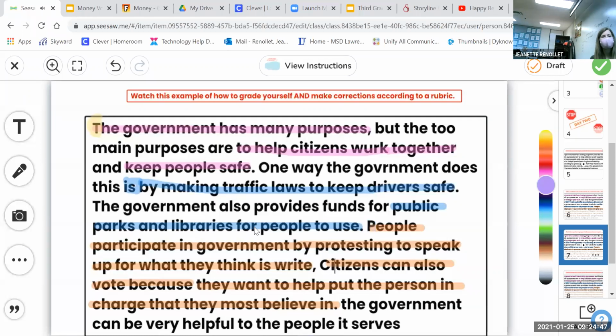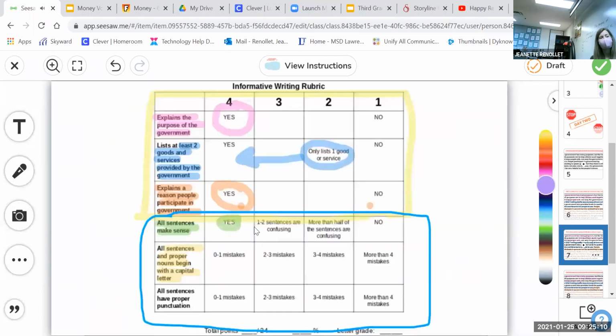Oh, look, I have a capital letter right here. Okay, but this is a comma. I might need to fix that later. Oh no, a period here and no capital letter. So let's change that. All right, so now I can say, yes, all of my sentences begin with a capital letter. I don't have any mistakes here. 0 to 1 mistakes.